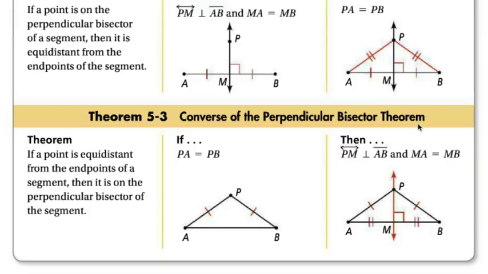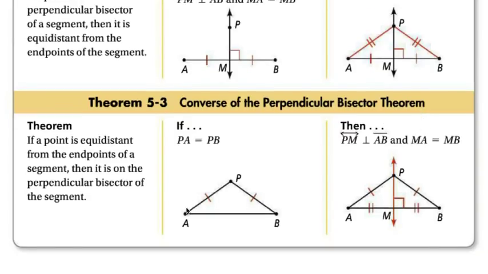The converse of that theorem says that if you have two segments, PA and PB, that are congruent on a triangle, then the line PM that you create that's perpendicular to AB will be a perpendicular bisector, where AM will be congruent to BM and PM will be perpendicular to that segment.